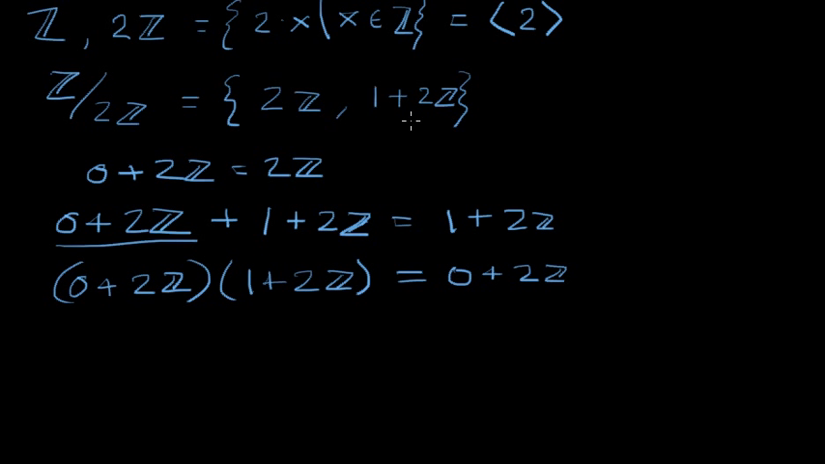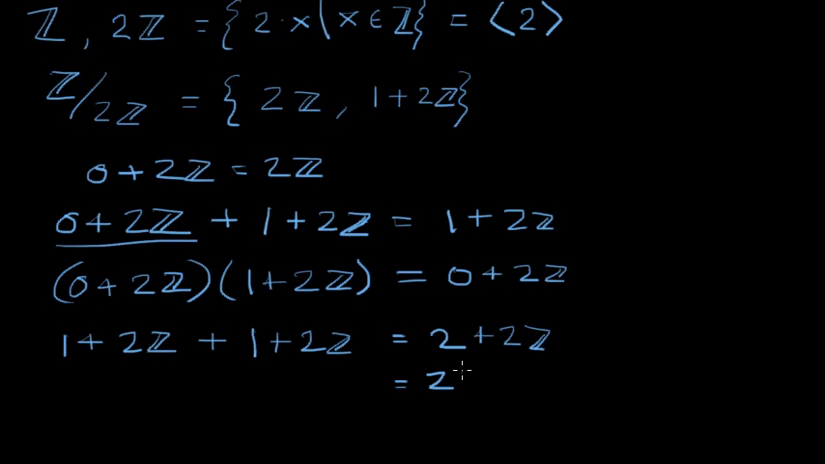What happens if we add 1 plus 2z with itself, plus 1 plus 2z? Well, again, we're just going to add the two representatives. We get 2 plus 2z. But now 2 is already an even number. We could also represent this as 0 plus 2z, or just 2z. Since 2 is already in there, just choose a different representative. Choose 0 to represent this coset instead. So 1 plus 2z plus 1 plus 2z is just 2z.